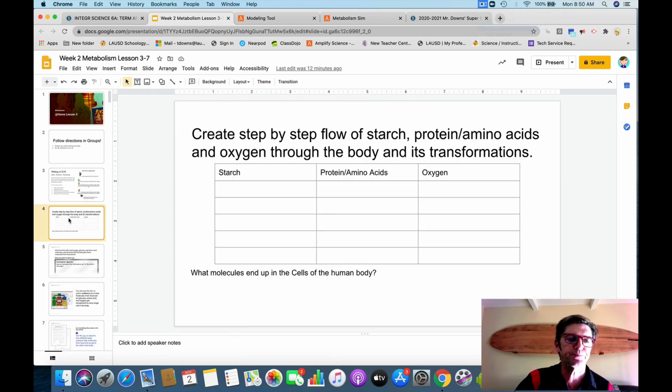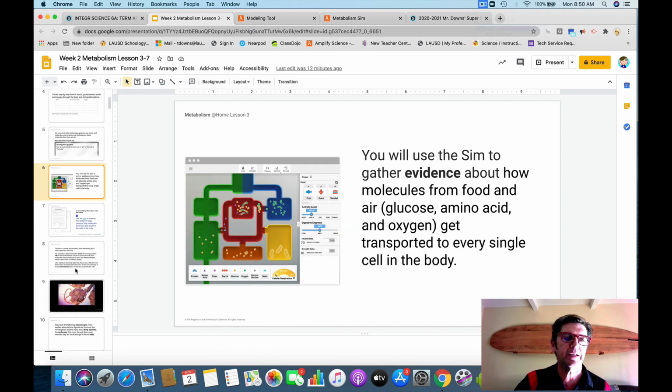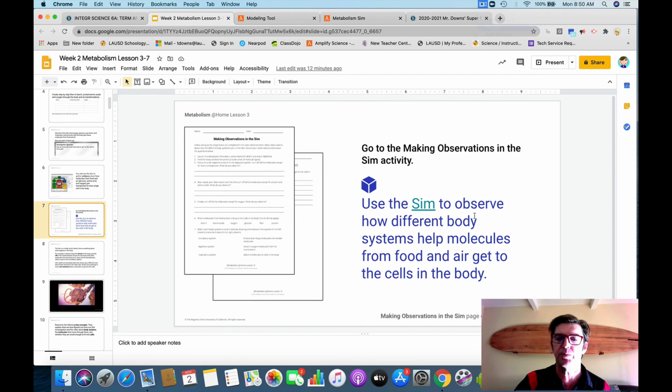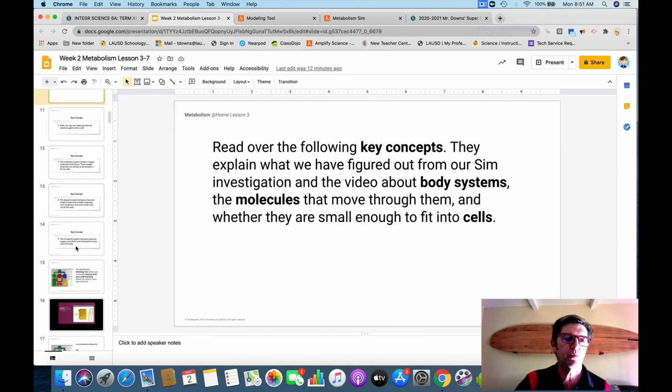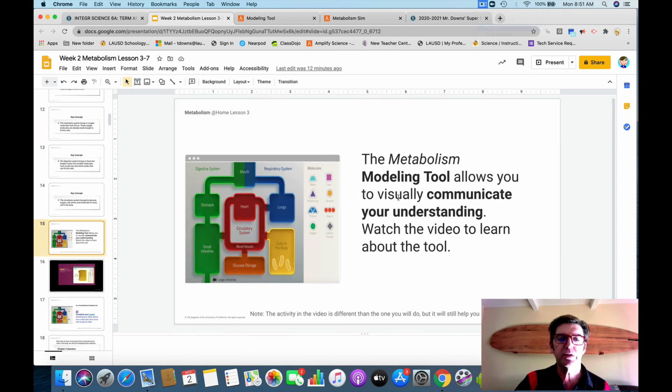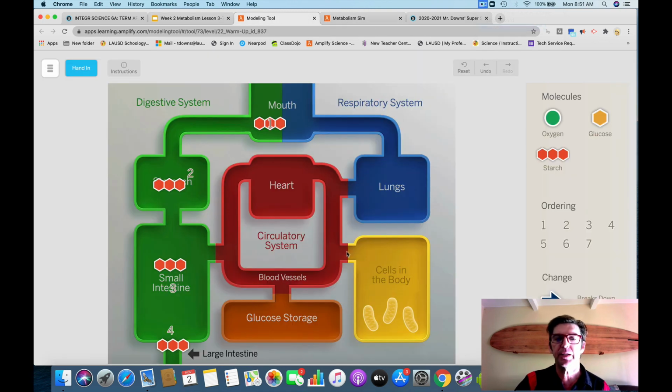So quick recap. You should have this flow chart. What does the starch do? We just saw it in the video. Just label the steps it goes. Do that for protein and amino acids. Do that for oxygen. Then you're going to come down here and you're going to show that, and you can use the sim anytime you want. Just jump onto that sim and watch things. That's how we're figuring this out. You're watching the sim. Jump down here. We got some information in the video, and using this modeling tool, you're going to label exactly what is happening to things in the body. Don't forget to hand in.